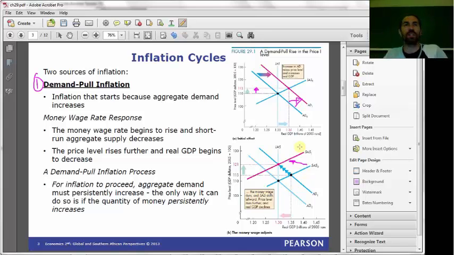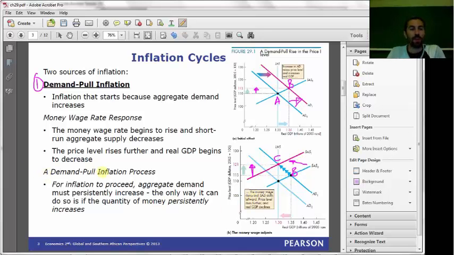Why do real wages decrease? Because prices have increased. And we're assuming that if we've got a short-run aggregate supply curve, there's some sort of stickiness in the wage response, in the nominal wage response. With a shift to the left in the short run aggregate supply curve, what happens? Well, there's a further increase in prices. Okay, so the price level rises further and real GDP begins to decrease. Okay, so we move from point A to point B, then from point B we move to point C.